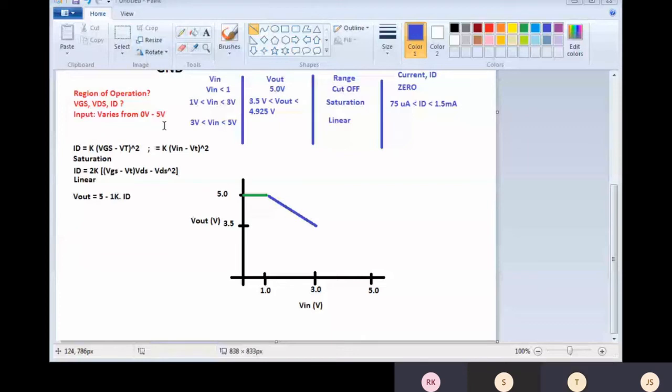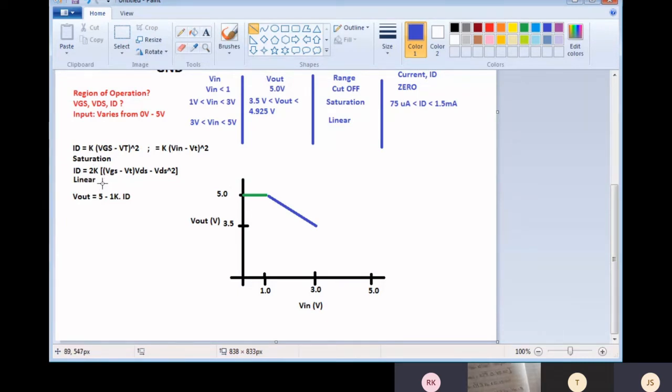I have one doubt in this equation. K is what we have taken as half mu n Cox W by L. So why is 2K coming in the ID equation, because there is a half? This 2 must come with VGS minus VT, inside, with VDS. Outside it is K. Yes, correct, it is just k into 2.